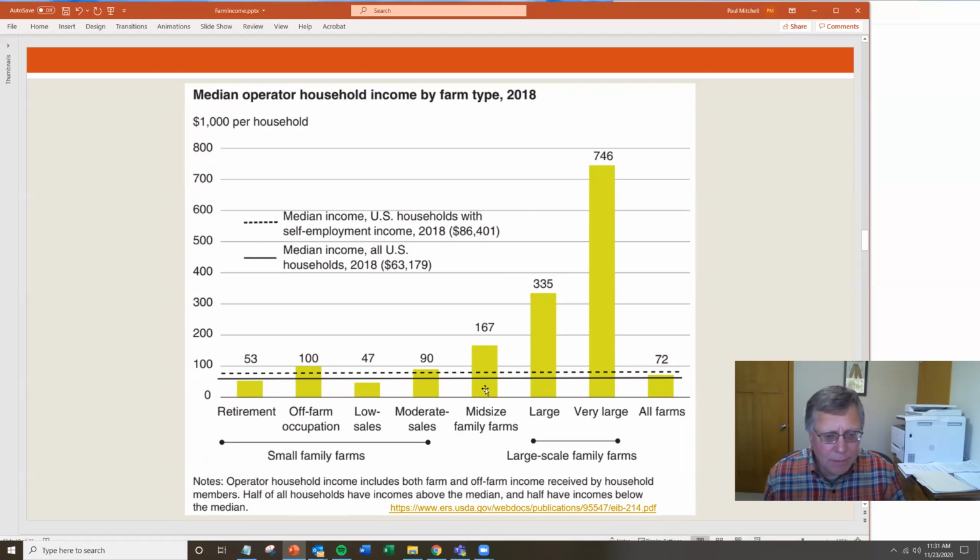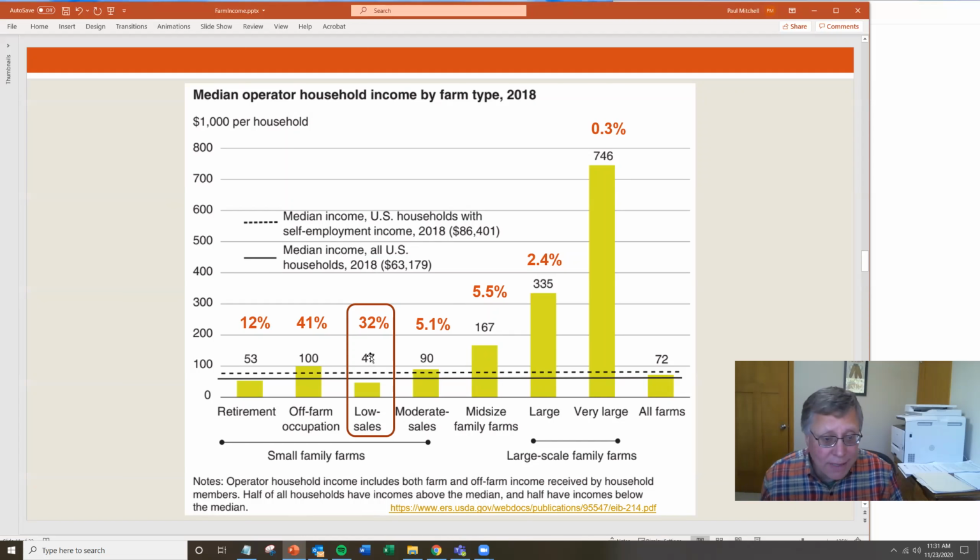I'm going to go to the next slide here. This is the percent of farms in those categories, and you'll see there's not a lot of farms in that $167,000, $335,000, and $746,000. But you see there's some farms in there, and they have some large household incomes. This large and very large is this newer category where they split the $1 million to $5 million in revenue. That's 2.4%. And then this very large is over $5 million in gross cash farm income. It's 0.3%, not that many farms.